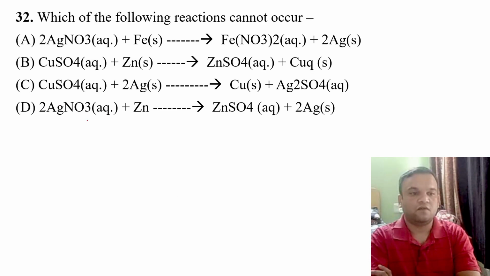Next question says, which of the following reactions cannot occur? In these chemical reactions, we have to see which metal is more reactive than the other. So in the first reaction, iron is more reactive than silver, and that is why this reaction is possible. In the second reaction, zinc is more reactive than copper, so this reaction is possible. In the third one, silver is less reactive than copper, so this is not possible. And zinc is more reactive than silver, so again this reaction is also possible. So the answer will be option C.